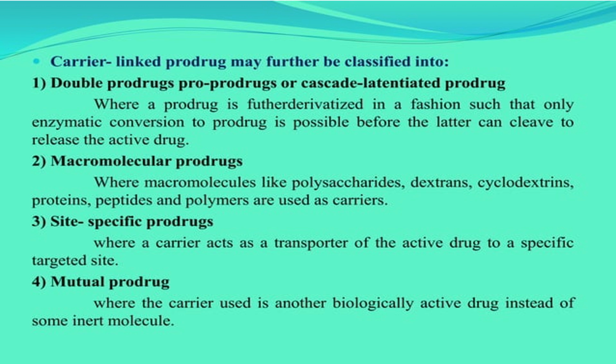And finally, the last class is mutual prodrug, where the carrier used is another biologically active drug instead of some inert molecule. Mutual prodrug is nothing but where the carrier is going to have pharmacological actions, and this carrier molecule is a biologically active drug instead of some inert molecule. So these are basically the very important 4 classes of the classification of carrier-linked prodrug, and the classes are double prodrug concept, then macromolecular prodrug, site-specific prodrug, and mutual prodrug.